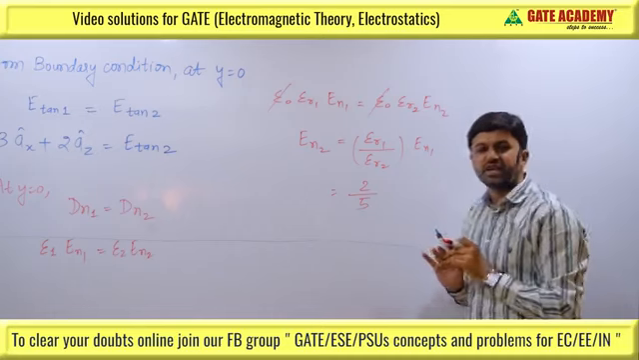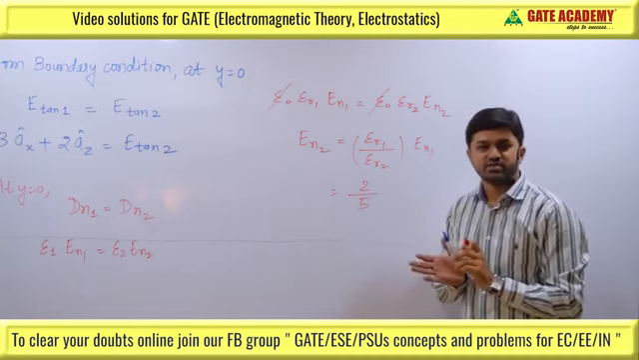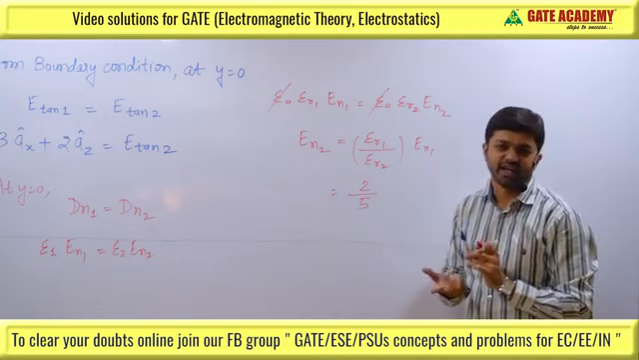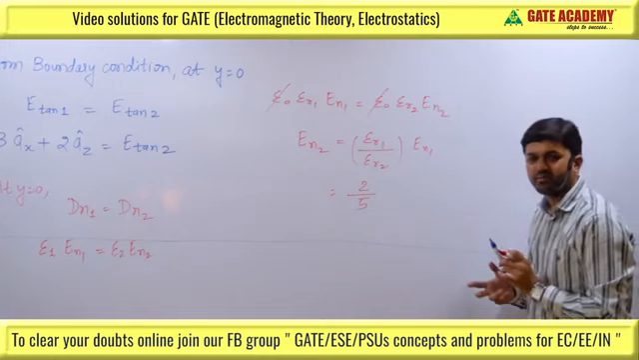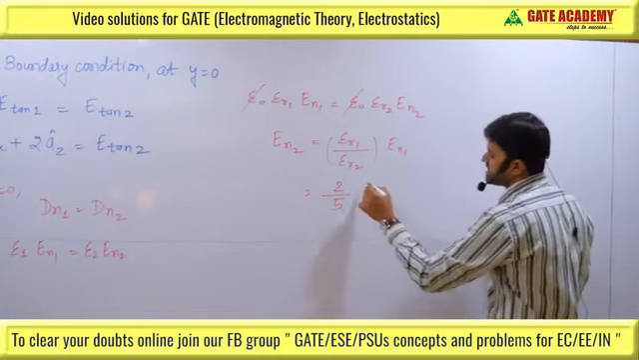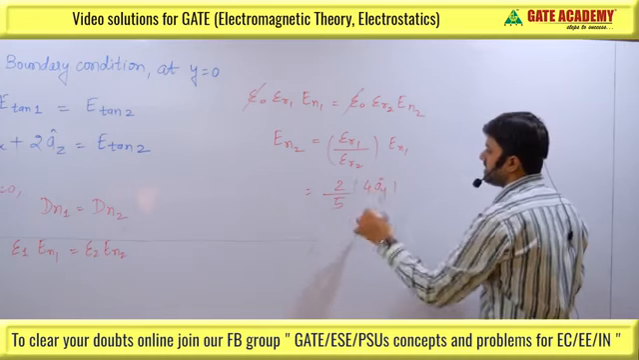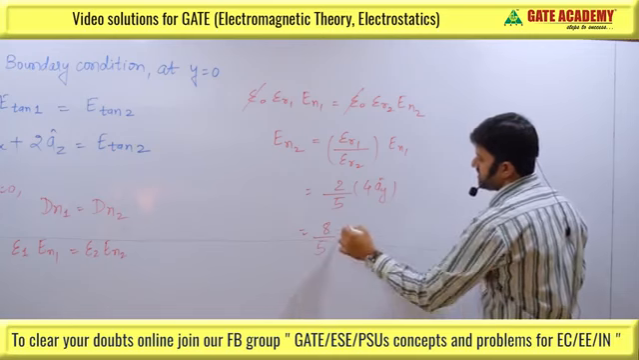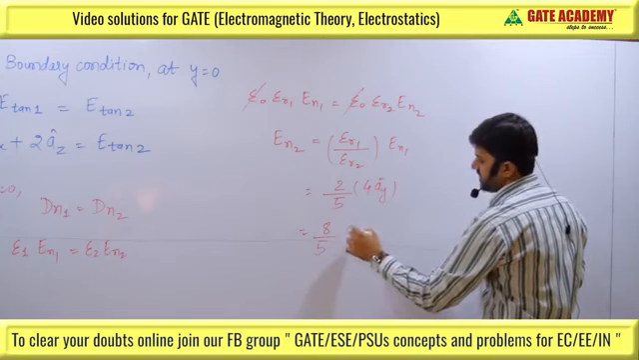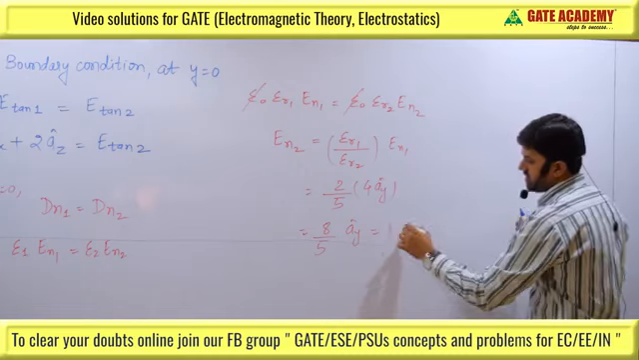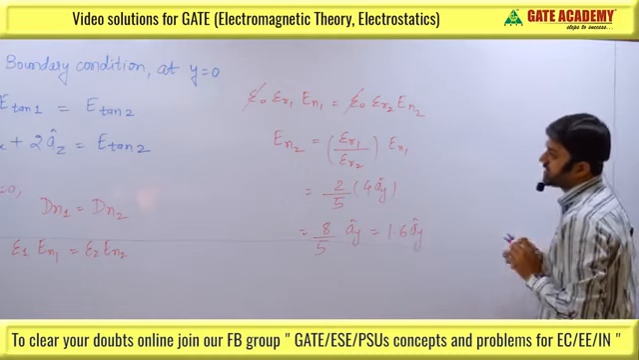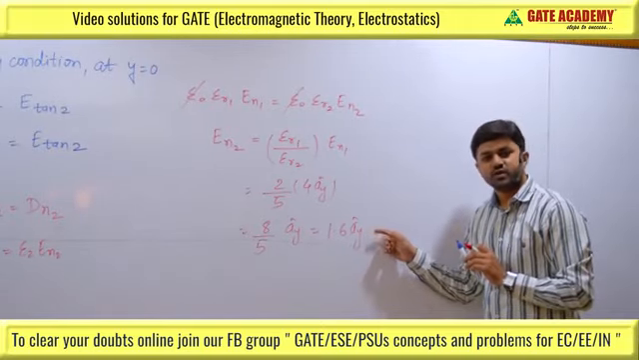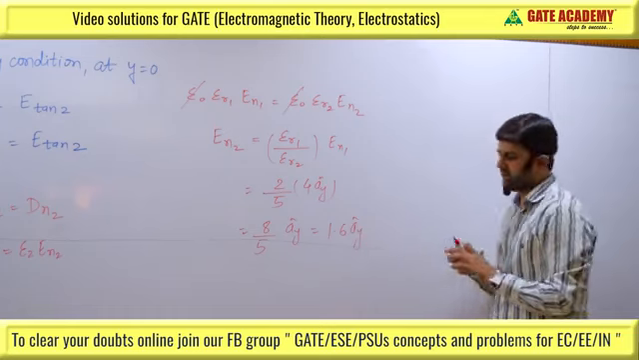The normal component of electric field in region 1 at the y equal to 0 plane, the xz plane: the xz plane will have its normal component in the y direction. So the y component is 4ay. So this is 8 upon 5 ay cap, and 1.6 ay cap. So the normal component of electric field in region 2 will be 1.6 ay.